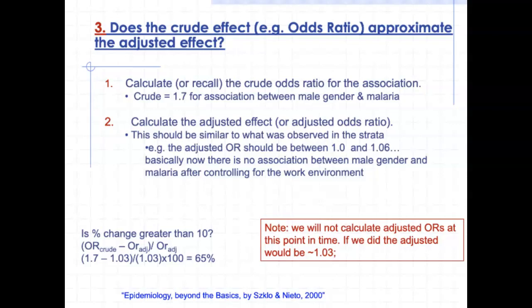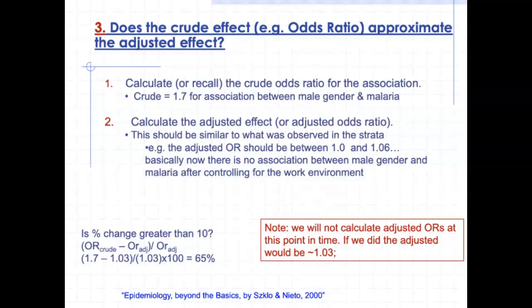So now what we need to do is to think about the comparison between what we call our crude measure of association and our adjusted measure of association. If you remember, our original measure of association between gender and malaria was 1.7. That is what we are going to refer to as our crude measure of association. That crude measure is basically the unadjusted measure of association between our variables of interest.